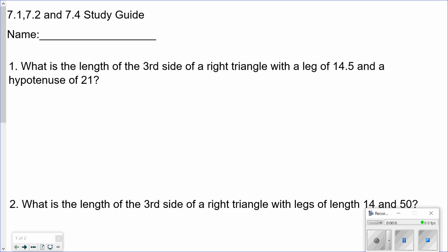Hi everyone, today we are going to go over the study guide for 7-1, 7-2, and 7-4. Our quiz will be tomorrow.